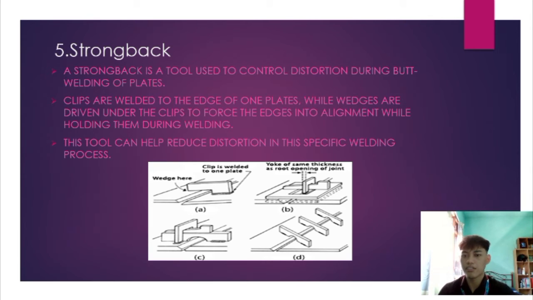So the fifth one is strongback. A strongback is a tool used to control distortion during butt welding of plate. Clips are welded to the edge of the plate, while wedges are driven under the clips to force the edges into alignment while holding them during welding. This tool can help reduce distortion in this specific welding process. And as shown in this picture, that's the example.